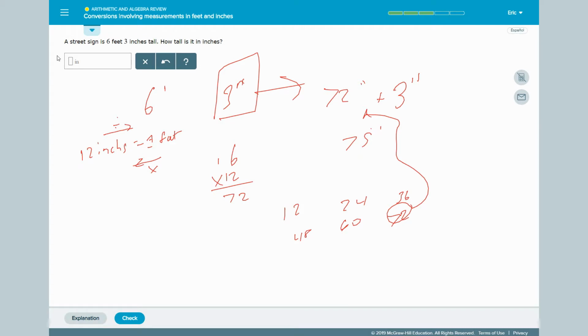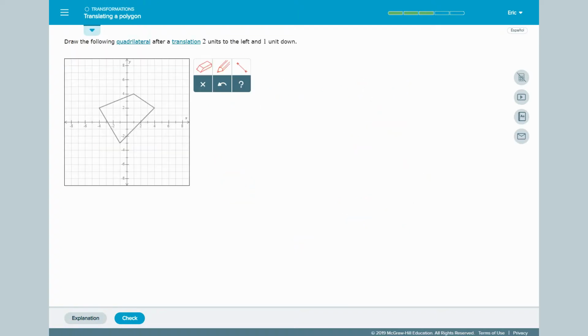So again, either way, this type of problem shouldn't give you too much trouble if you understand how to convert from feet to inches. And that's about it. Translating a polygon. This has no cheat codes. It's just memory match, connect the dots, coloring book stuff.